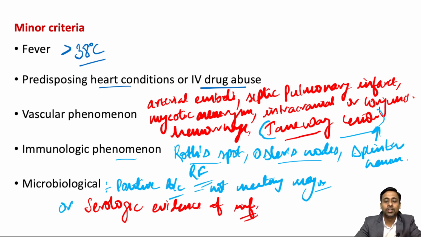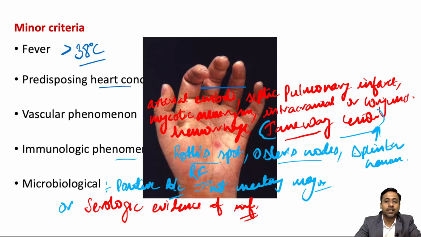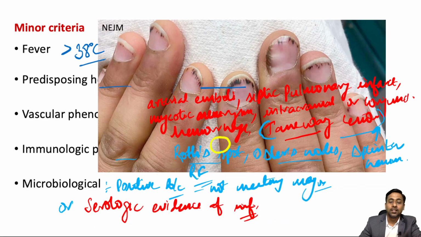So I'll show you the images of this. The first one, if you can see here, I'll just encircle it. It may be difficult for you to see. This is the Janeway lesion. These you can see, these are the splinter hemorrhages on the nails, which is mentioned in the question also. So these are the splinter hemorrhages.